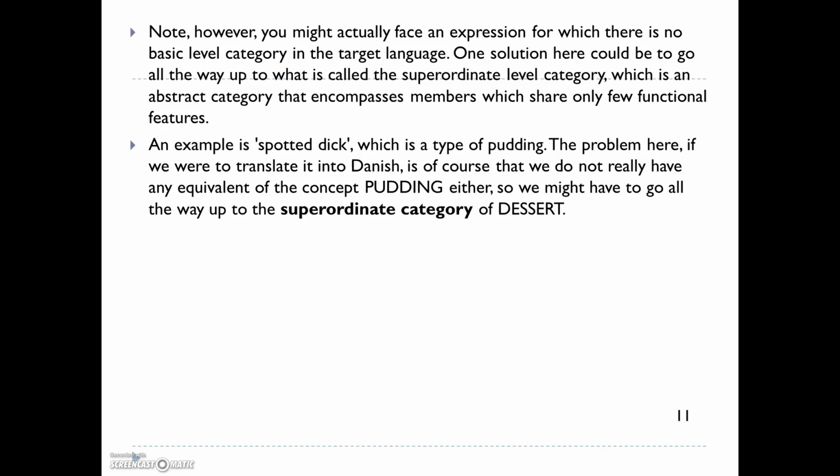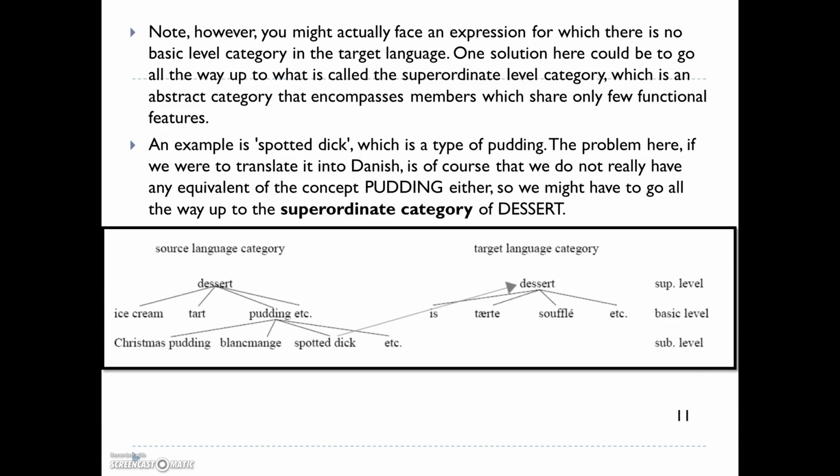And the problem here is if we have to translate it into Danish, we can't just level up one. So if spotted dick is a kind of pudding, just like Brunsvier is a type of cake, we're still nowhere closer to a solution because we can't translate pudding either. That's impossible. That's another concept that is unique to probably Great Britain actually. So we might actually have to go one level up. We have to go up to the superordinate category of dessert.